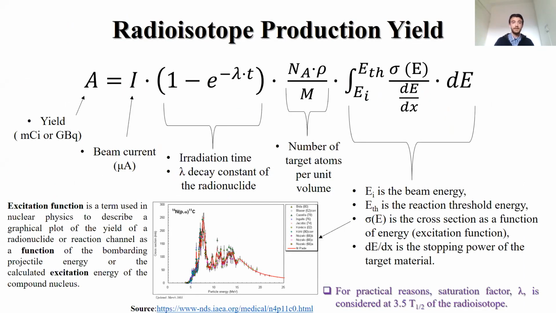So here you can see the relation that gives the yield of a radioisotope. We can see that it's strictly related to the beam current and also a quotient of the cross-section as a function of energy, which is also well known in graph form as the excitation function. You can see below an example of this graph, divided by the stopping power of the target material. Additionally, in this exponential term, when we have a longer time of target irradiation, the production rate becomes equal to the decay rate. So it reaches equilibrium, and it's well known as a saturation factor. For practical reasons, a saturation factor is considered to be 3.5 half-lives of the radioisotope.